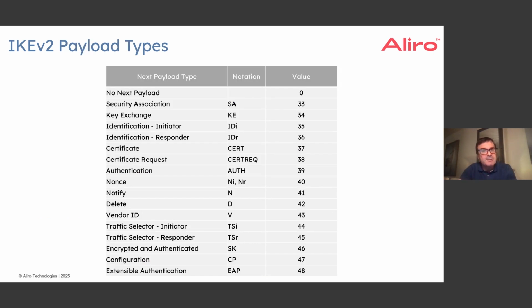This is a list of header types that are defined in the base IKEv2 standard. There are additional header types that are defined in IKEv2 extensions, and this once again includes the new extensions for quantum secure IPsec. Now, once again, I won't discuss each header type listed here in detail right now, but we'll see several of these header types in the next couple of slides.